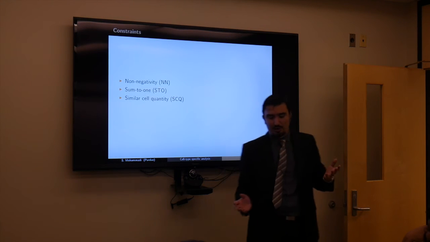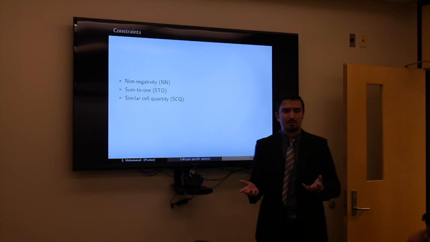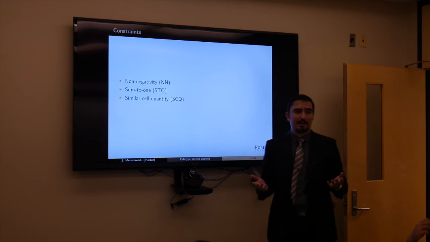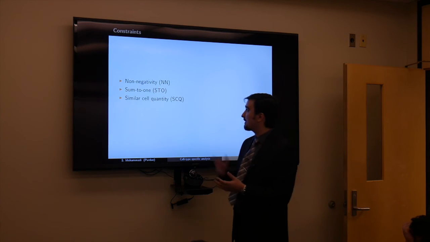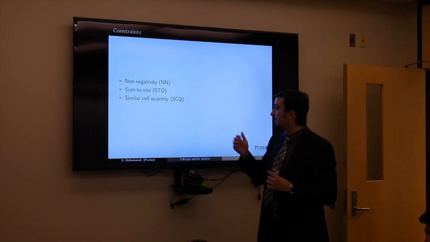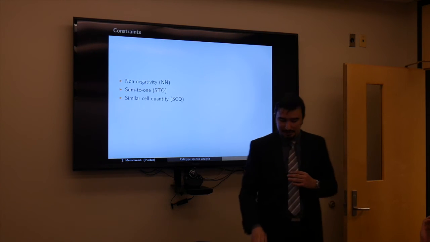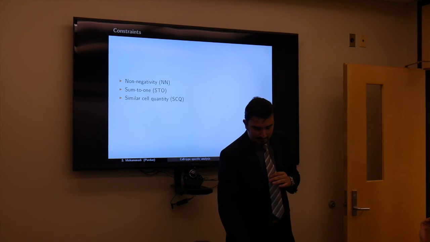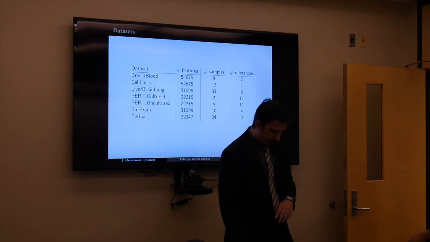And there are some additional constraints, for example, on solutions. Some use least squares and remove negative elements afterwards. Some put non-negativity as part of the problem. Same with sum to one, and there's an additional constraint called similar cell quantity, which we're going to look at. Then we looked at different combinations of these factors over 7 different data sets.